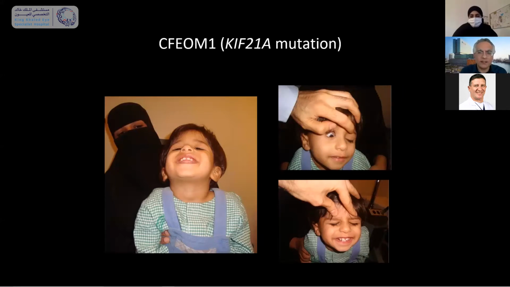KIF21A is a gene that transports important substances across the axon. And when it's mutated, although it's expressed all over the body, you get this unique phenotype in the orbit where the superior division of the oculomotor nerve is miswired, dysgenic, and they have hypotropia, large angle exotropia, ptosis, ophthalmoplegia, and very characteristically, when they try to look up, the eyes typically adduct. It's a very characteristic feature.